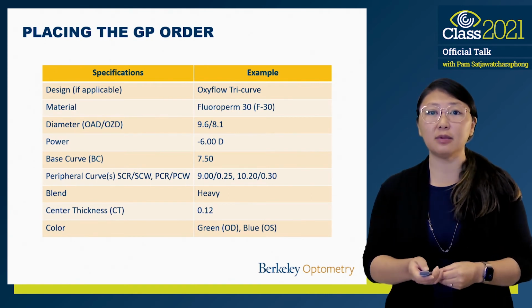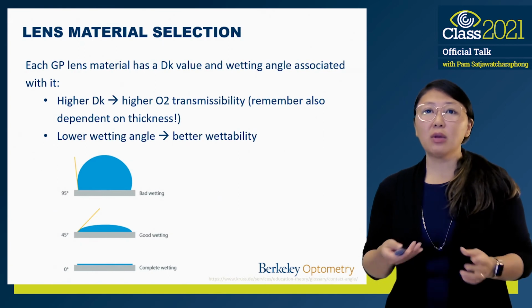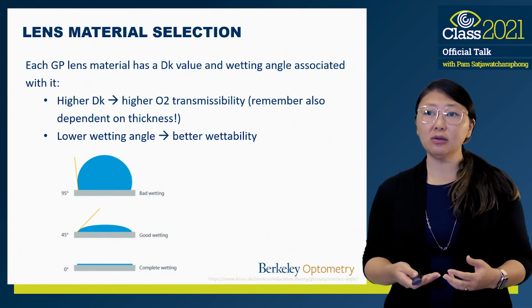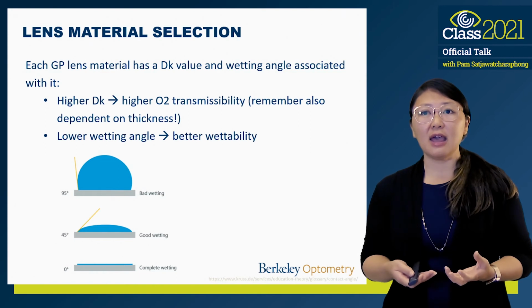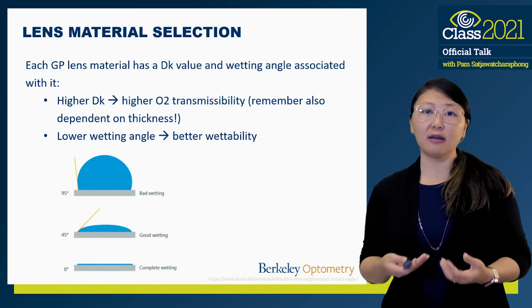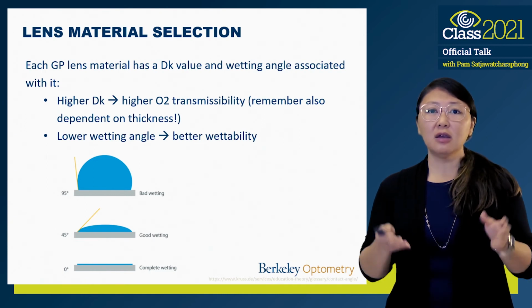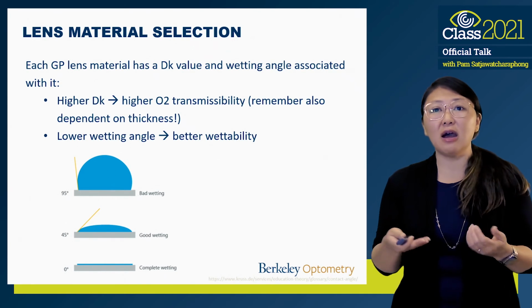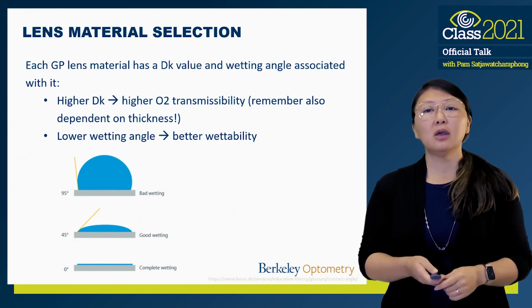So when you're selecting your lens material, remember that each material has an inherent Dk value and wetting angle associated with them. So higher Dk is associated with higher oxygen transmissibility. But remember, this is also dependent on thickness. So the further that oxygen has to travel through, the higher the oxygen transmissibility material we may want to choose.